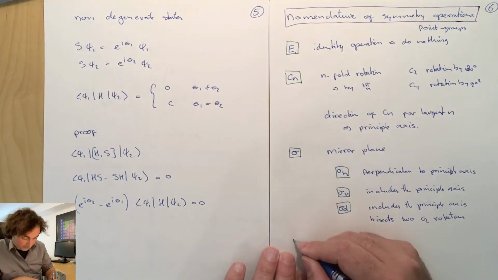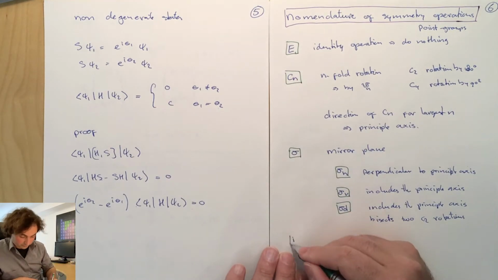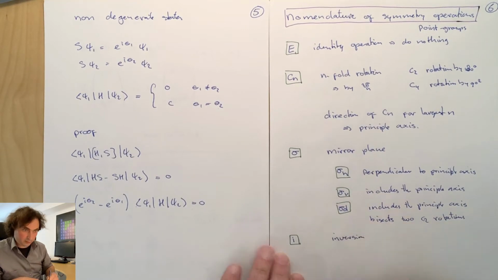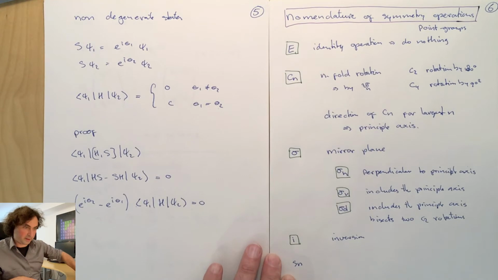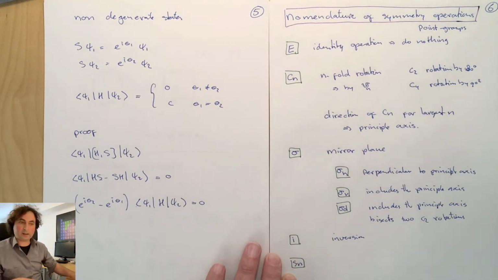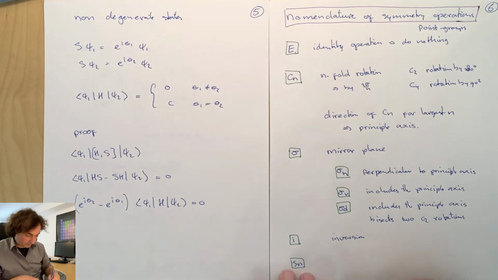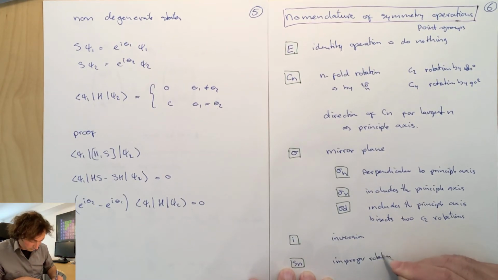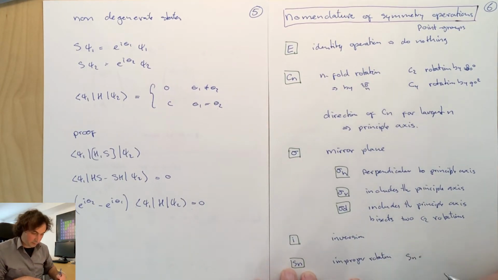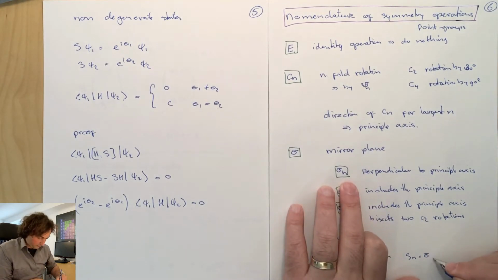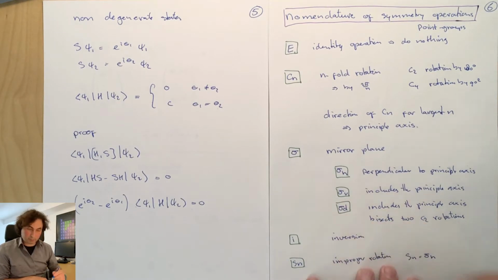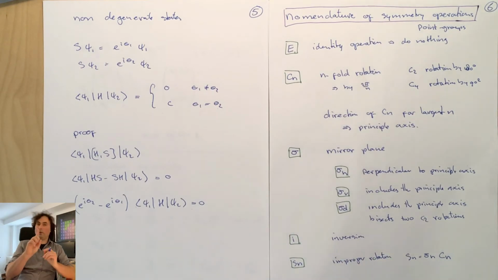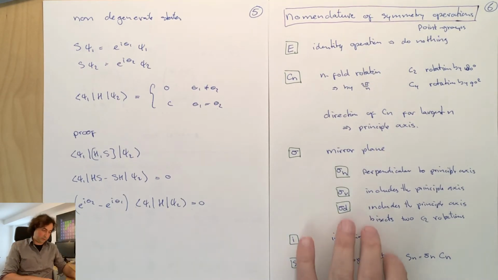Then we have an inversion, which I will call I. And we have an improper rotation, Sn. And Sn is a rotation plus a mirror plane. And an Sn can be made out of a sigma H, where now the principal axis is the axis on which you rotate, times Cn. So an S6 would be a six-fold rotation plus a mirror perpendicular to that rotation.